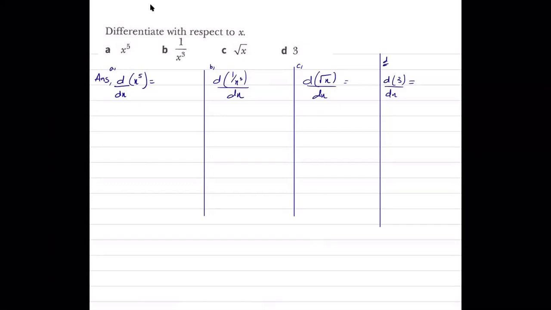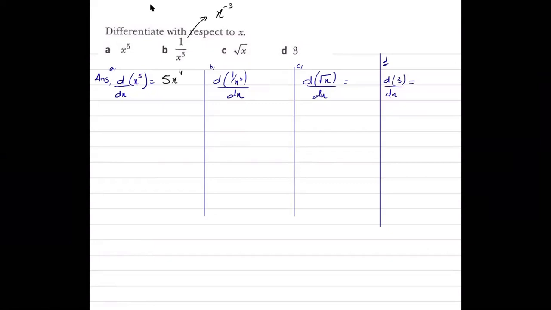All right, done. So what is going to be the differentiation of the first part, x to the power of 5? 5x to the power 4. Okay. Now 1 upon x cube can be simplified as x to the power of minus 3, right?